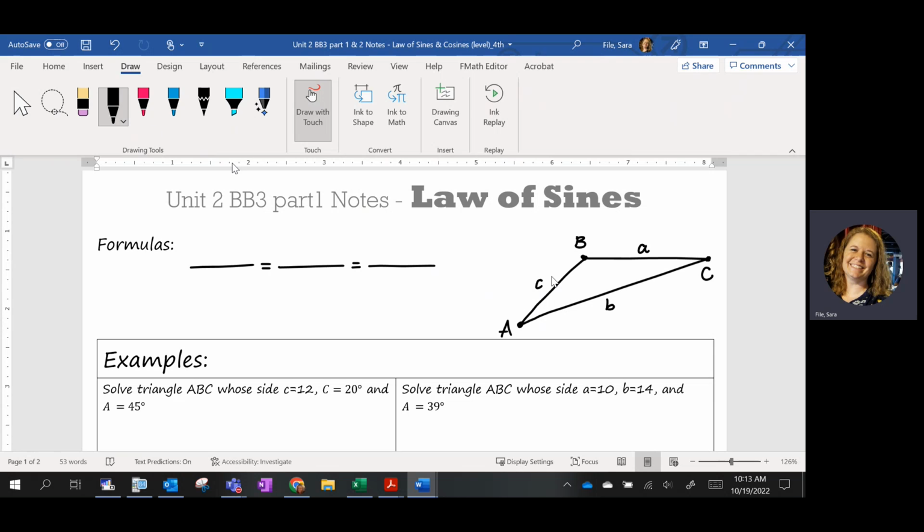The ratio is the sine of an angle is to the opposite side as any other angle is to its opposite side. So that's sine of angle A is to side A as sine of angle B is to side B as sine of angle C is to side C. All 3 of those ratios are equivalent to each other in a triangle.